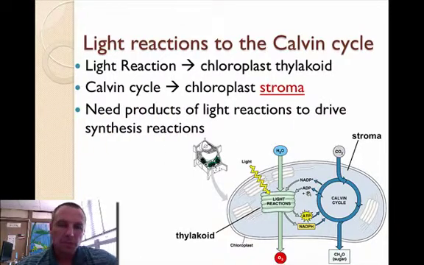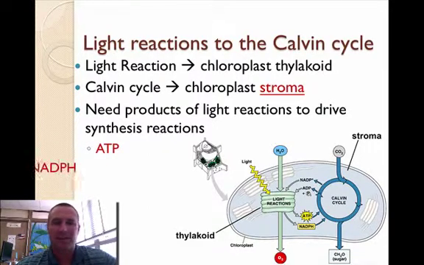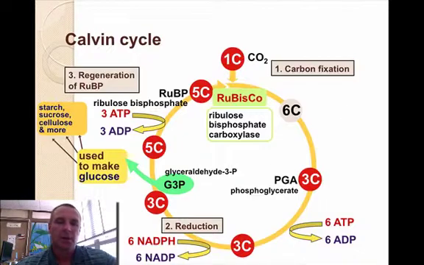Now, we need products of the light reaction to drive the Calvin cycle. The Calvin cycle would not go without the light reaction. So just make sure you know that. So if, let's say, a big meteor hit the Earth and threw dust up into the atmosphere, the plants on Earth would die because the light reaction wouldn't go, and they would be unable to do the Calvin cycle, which is where they make food.